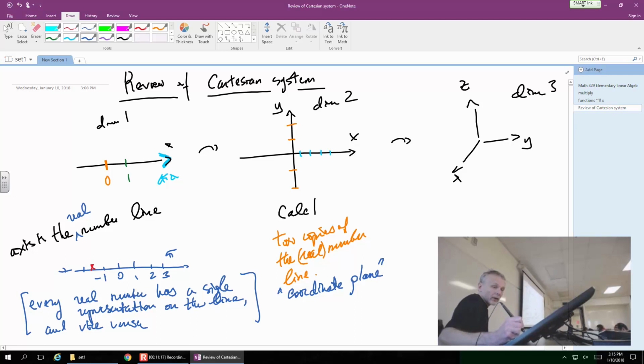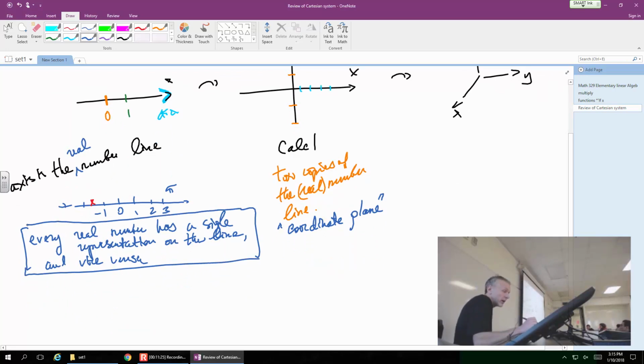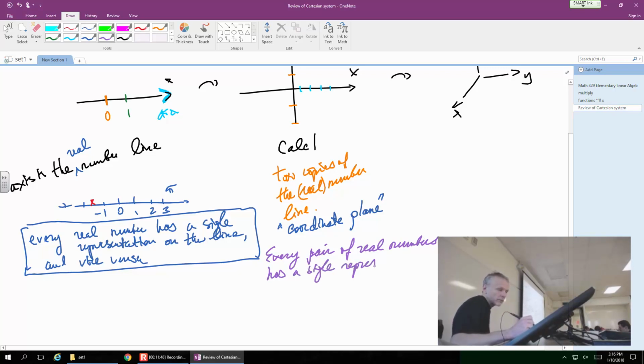So the sentence I have on the left here is repeated, except, like I said, instead of 1 real number, I'll have 2. So let me repeat it nonetheless. Every pair of real numbers has a single representation on the plane and vice versa.